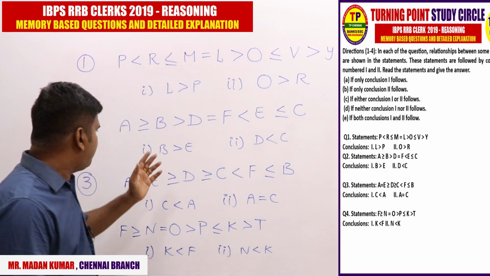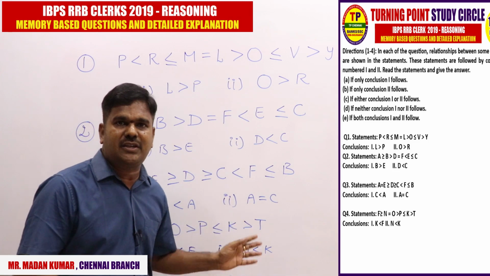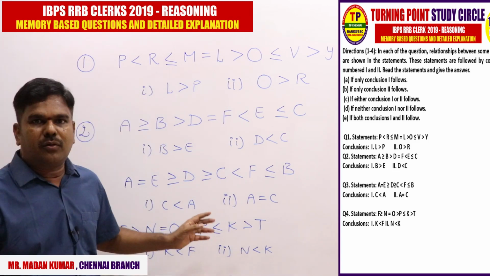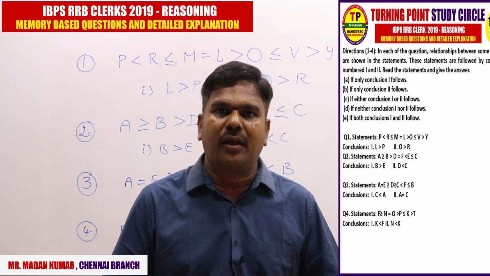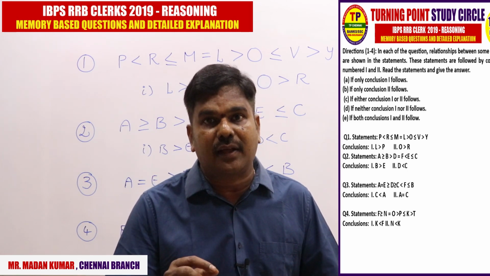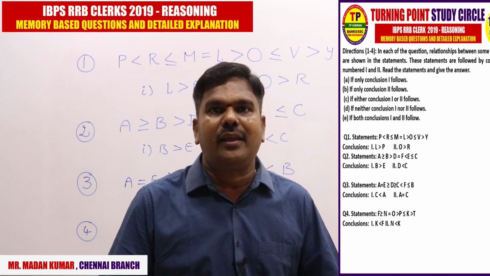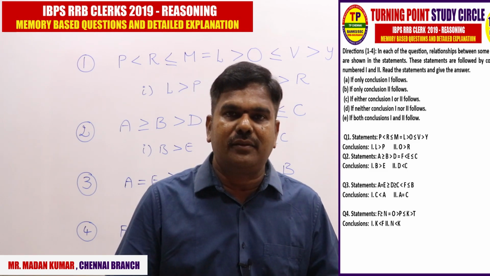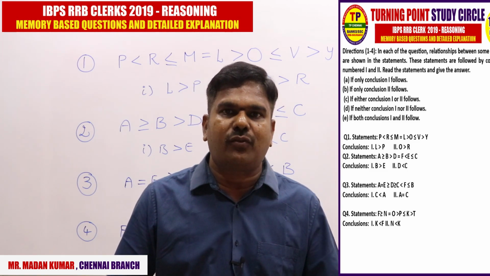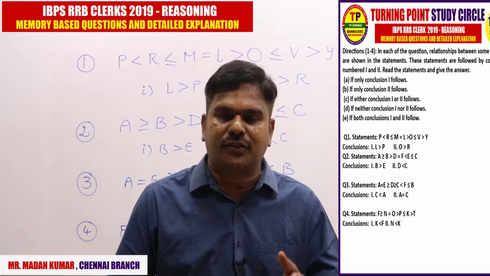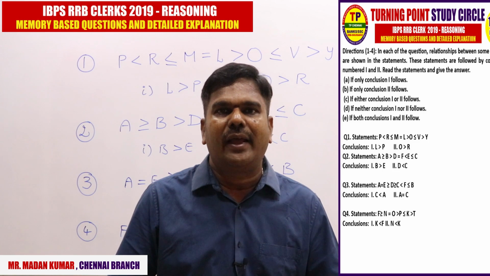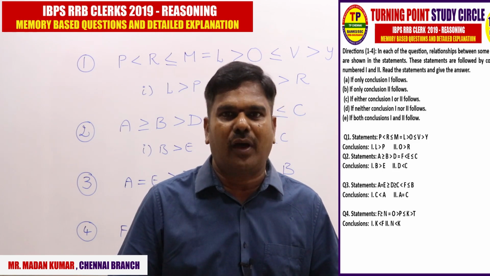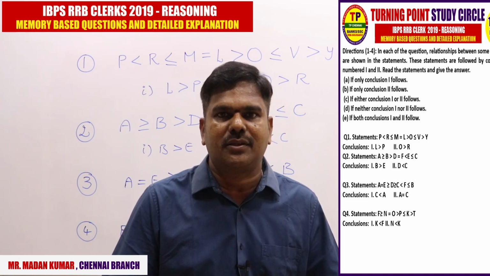Now, see that the first four questions are based on coded inequalities. So, kindly go through the instructions being given. Instructions are very, very important because sometimes they will change the instructions too. Normally, give option as one, only one follows. Give option as two, only two follows. Three, either one or two follows. Four, neither one nor two follows. Five, both follow.